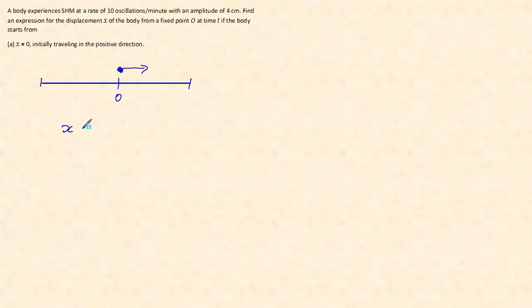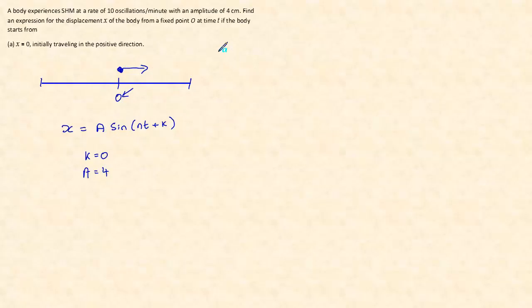Now generally x is going to be a sine nt plus some constant k. The fact that we start here when t is 0 tells us that k is 0, because remember sine of 0 is 0. So we've got that k is equal to 0. The amplitude is 4, so that tells me that a is 4. It could be negative 4, but initially we're travelling in the positive direction.